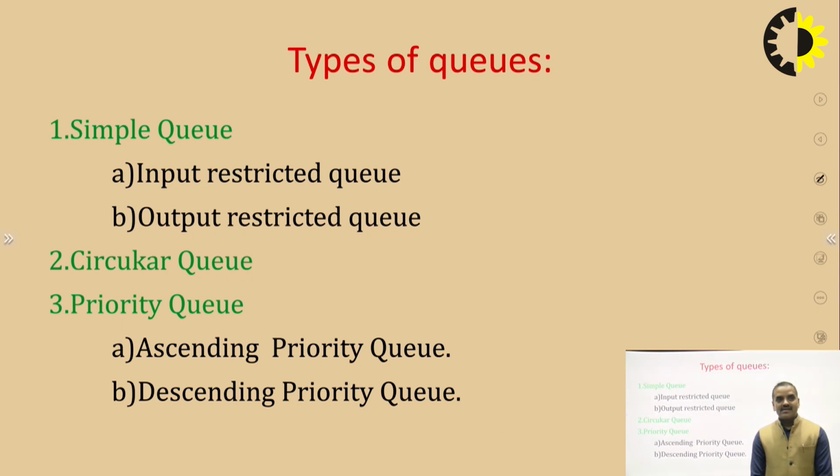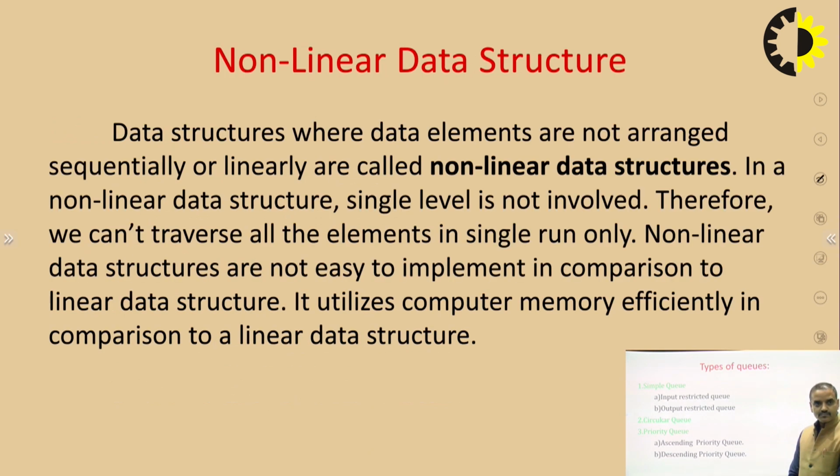Same for circular queue. If the last node is connected with the first node, then the queue is called a circular queue. Here, priority queue. Priority queue is divided into two parts: ascending priority queue and descending priority queue.